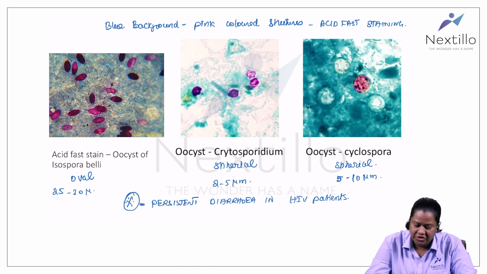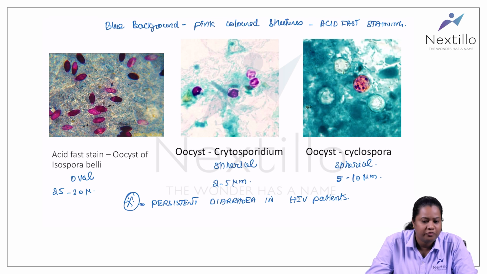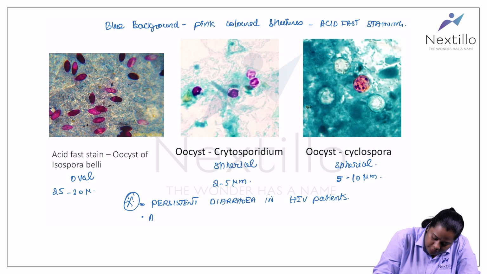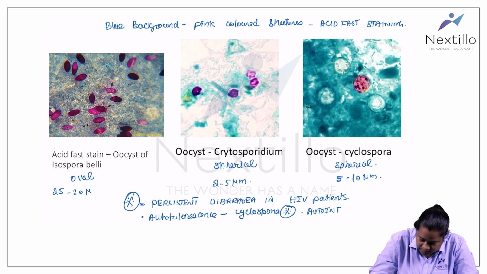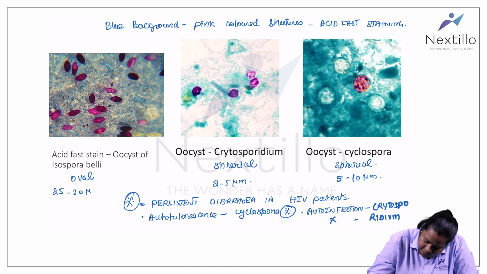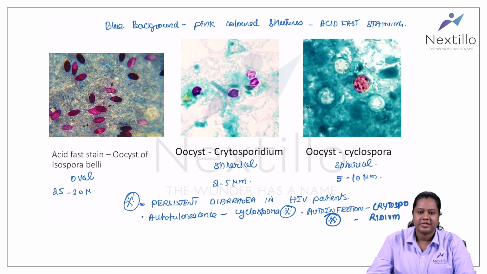So here comes the next question: which one of them has the property of autofluorescence? When you talk about autofluorescence, it is Cyclospora. And the other question will be, which one of them has the property of autoinfection? Autoinfection is Cryptosporidium. Very important MCQs. Autoinfection is Cryptosporidium and autofluorescence is Cyclospora.